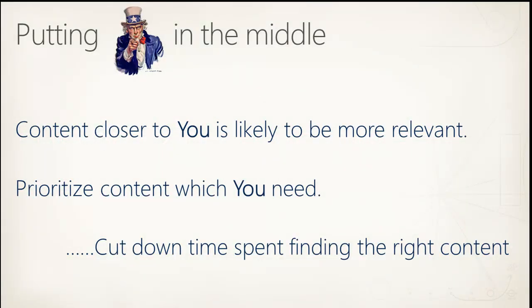So up until now, we looked at finding people. Now we want to find the content. The notion is that content closer to you is most likely more relevant. That means if I work in the developer department, content authored by my colleagues in the development department is more relevant for me than a PowerPoint presentation in the sales and marketing department. Then we want to take this and prioritize content which I need. And that cuts down the time spent finding it. So I don't have to go to page 2, page 3, etc.